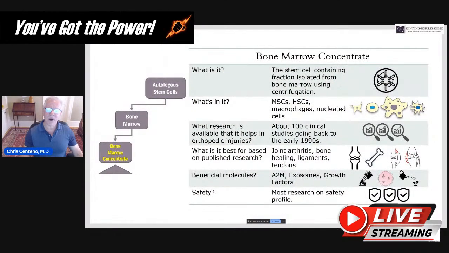So let's start with bone marrow concentrate. This is the stem cell containing fraction isolated from bone marrow using a centrifuge. It's got all the cell types we talked about, lots of research behind it, good for all orthopedic issues. It's also got some really cool stuff called A2M, or alpha-2 macroglobulin. That's a really nice anti-inflammatory, exosomes, growth factors, and lots of robust safety data.